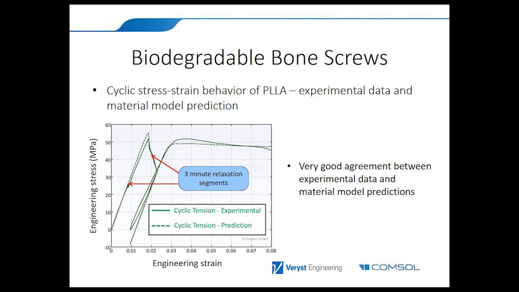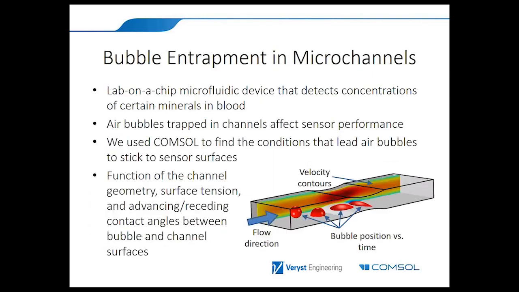And the next one is now a different example. It involves a lab-on-a-chip device that detects the concentration of certain minerals in the blood, and that device's performance suffers when air bubbles get trapped in the channel, especially where the sensors are. So this is not the real geometry. This is just a lot of modifications, but it still captures the same concept that was a problem in the real device. So we use COMSOL basically to find the conditions that lead to the air bubbles sticking to the sensor surfaces. You cannot prevent bubbles from originating in some cases, but if they don't stick, then you're good enough.